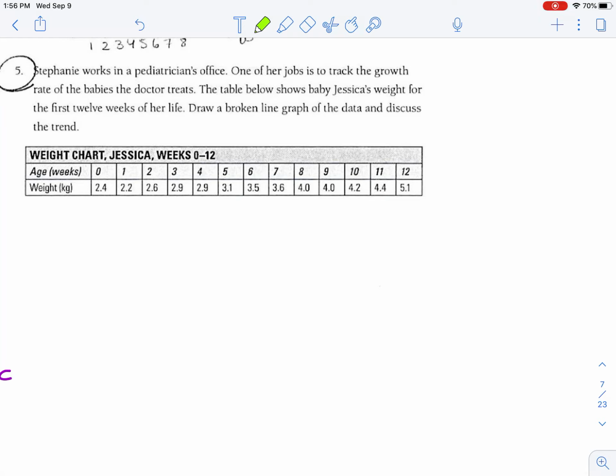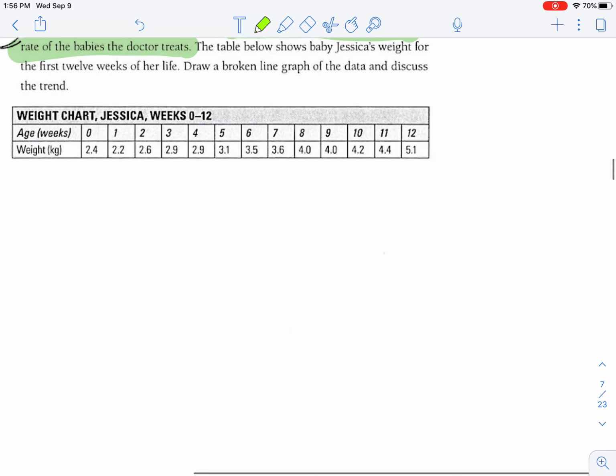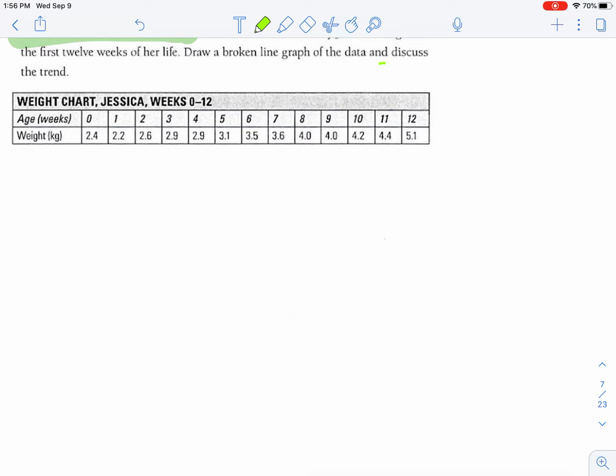Stephanie works in a pediatrician's office. One of her jobs is to track the growth rate of babies. So there is possibly a title: the growth rate of babies over time. The table below shows baby Jessica's weight for the first 12 weeks of her life. Draw a broken line graph of the data and discuss the trend. So we have to remember to discuss the trend.